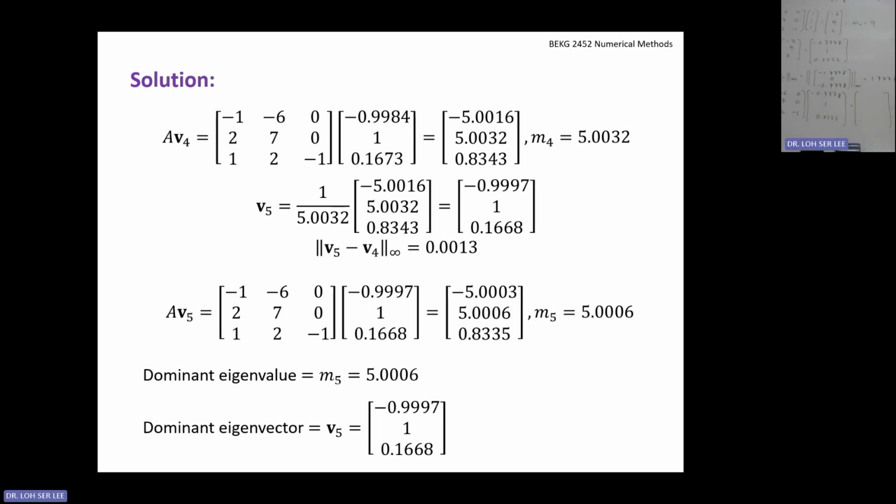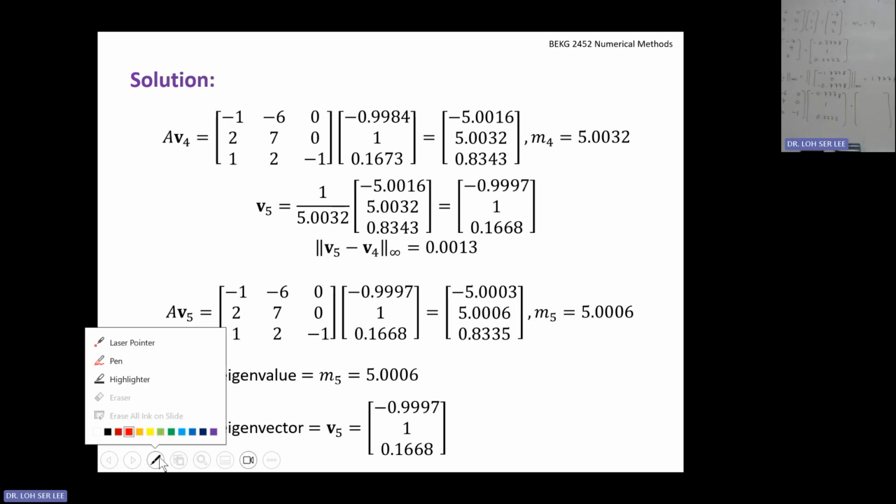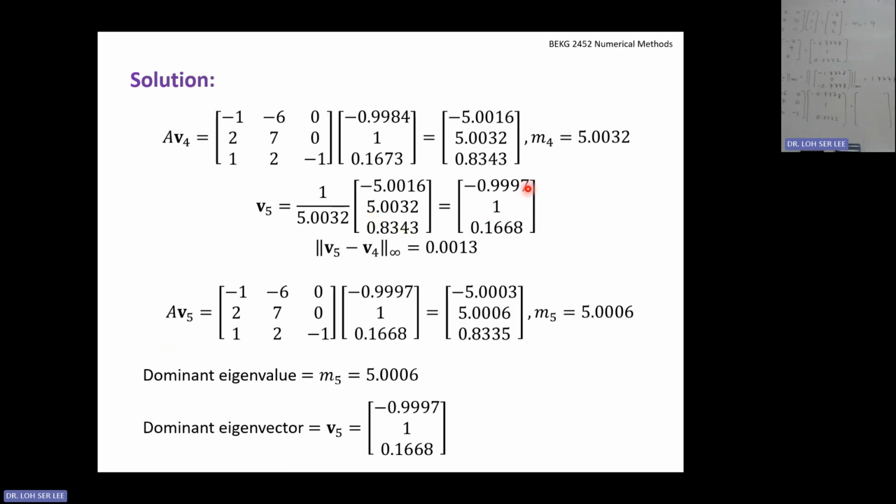Okay. When the interval is less than the given epsilon, then that means you have found the dominant eigenvector, which is B5. Okay, B5. Dominant eigenvector is B5. So your dominant eigenvalue will be M5. Okay, M5. But you have M4 only. So to get M5, you need to proceed to one more AV5 to get the M5.